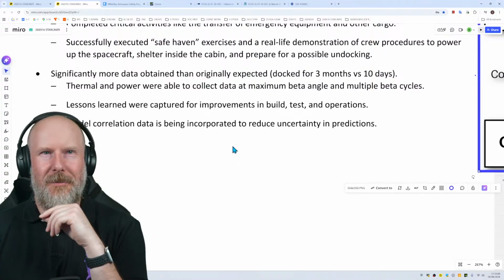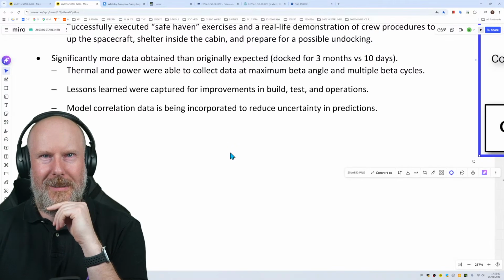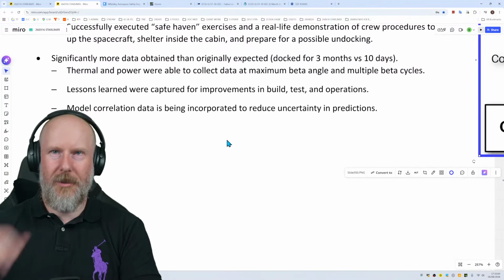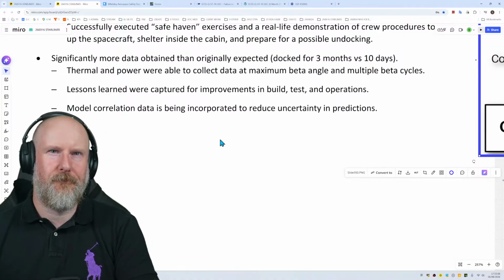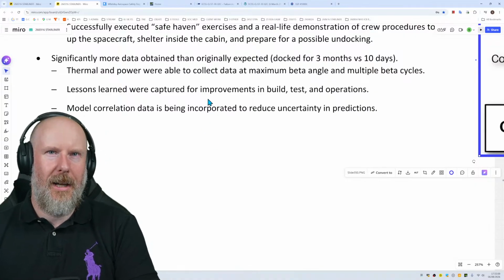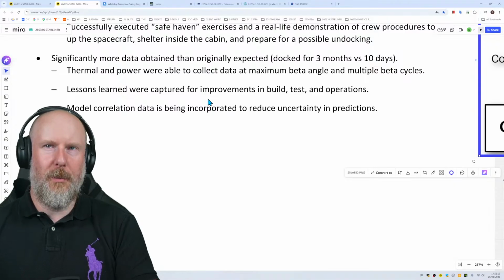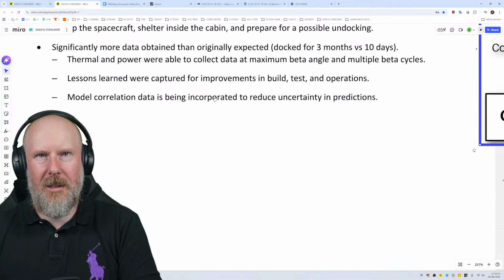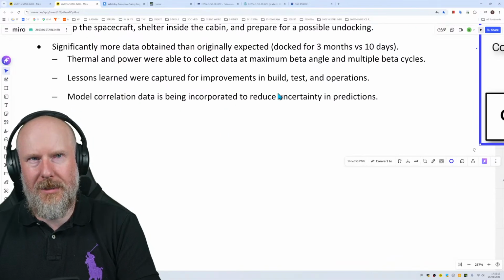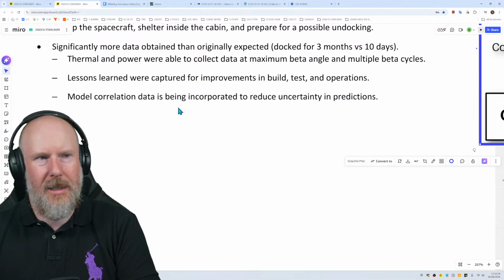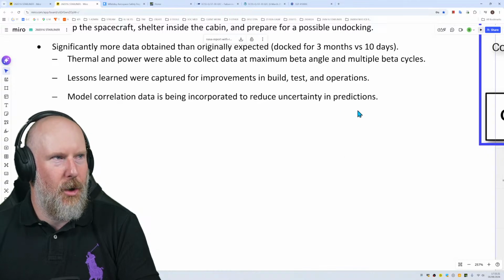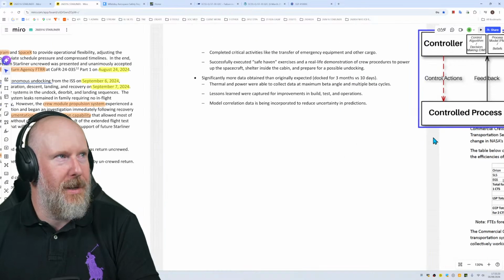Anyway, significantly more data obtained than originally expected, docked for 3 months versus 10 days. Thermal and power were able to collect data at maximum beta angle and multiple beta cycles. Lessons learned were captured for improvements in build, test, and operations. Model correlation data is being incorporated to reduce uncertainty in predictions.